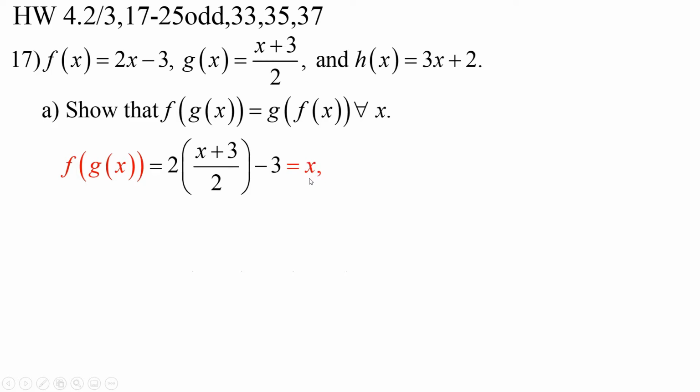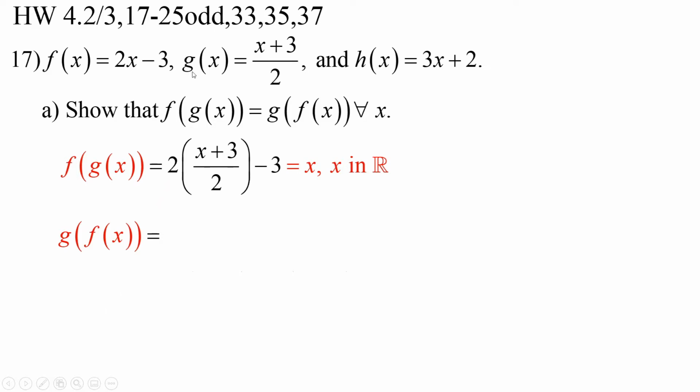All right. And now we've got to check for any domain restrictions. So we start, is there a restriction for any x in g of x? X plus 3 over 2 is defined for all real numbers. And 2x minus 3 is defined for all real numbers too. So there's no domain restrictions. X can be in the set of real numbers. Now, when we do the g of f of x, we have to get exactly the same thing. And we're done. So f of g of x equals x.